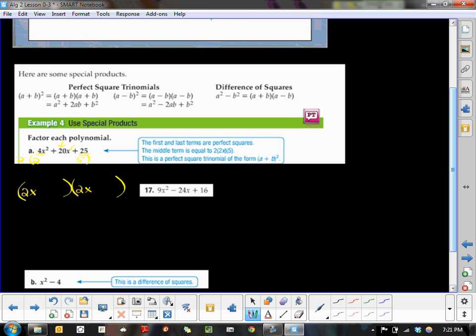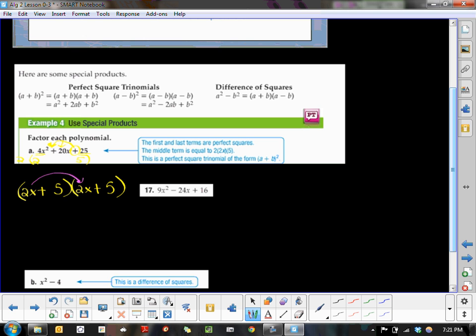You follow your sign rules. Anytime the last sign is positive, the signs must be the same. Take a peek at the middle, and it's telling you they must both be positive. So plus, plus. The square root of 25 is 5, so 5 and 5. This should be our factorization of our perfect square. Now I want to come back here and do the FOIL. First terms multiply together.